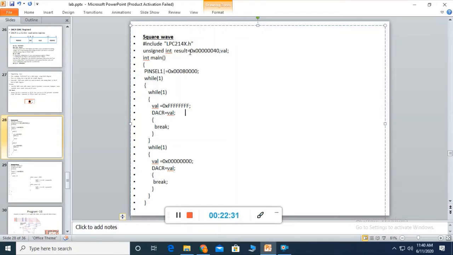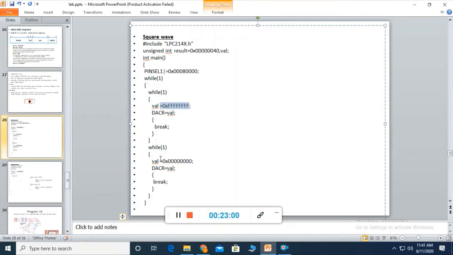So we set some initial value to 40, and pin select. We are selecting this pin, and while one, we use a while loop. We start with an initial value, a maximum representing 0xFFF, and load it to DACR. So the DAC register is loaded with a value, which corresponds to a maximum value.